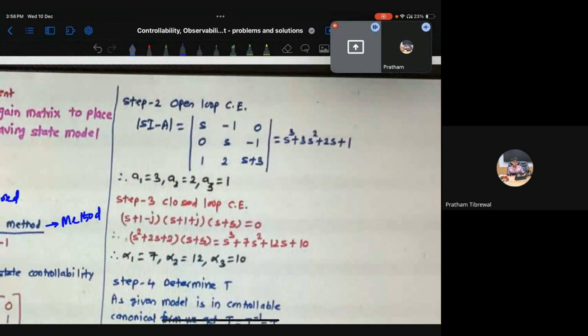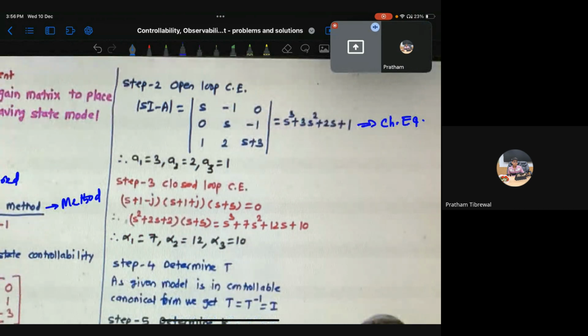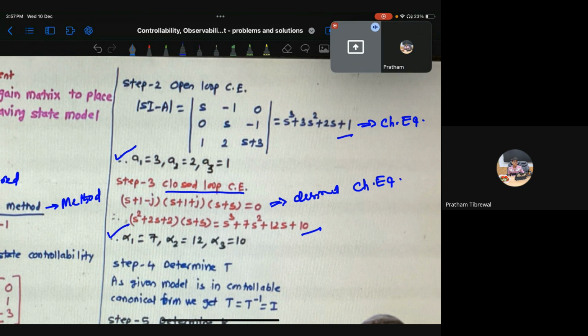Next, for the open loop system, you find sI minus A. This is the characteristic equation. Now for the closed loop system, these are the desired characteristic equation. Now you have one polynomial here, another polynomial here. From here you are getting a1, a2, a3. From here you are getting alpha 1, alpha 2, alpha 3.